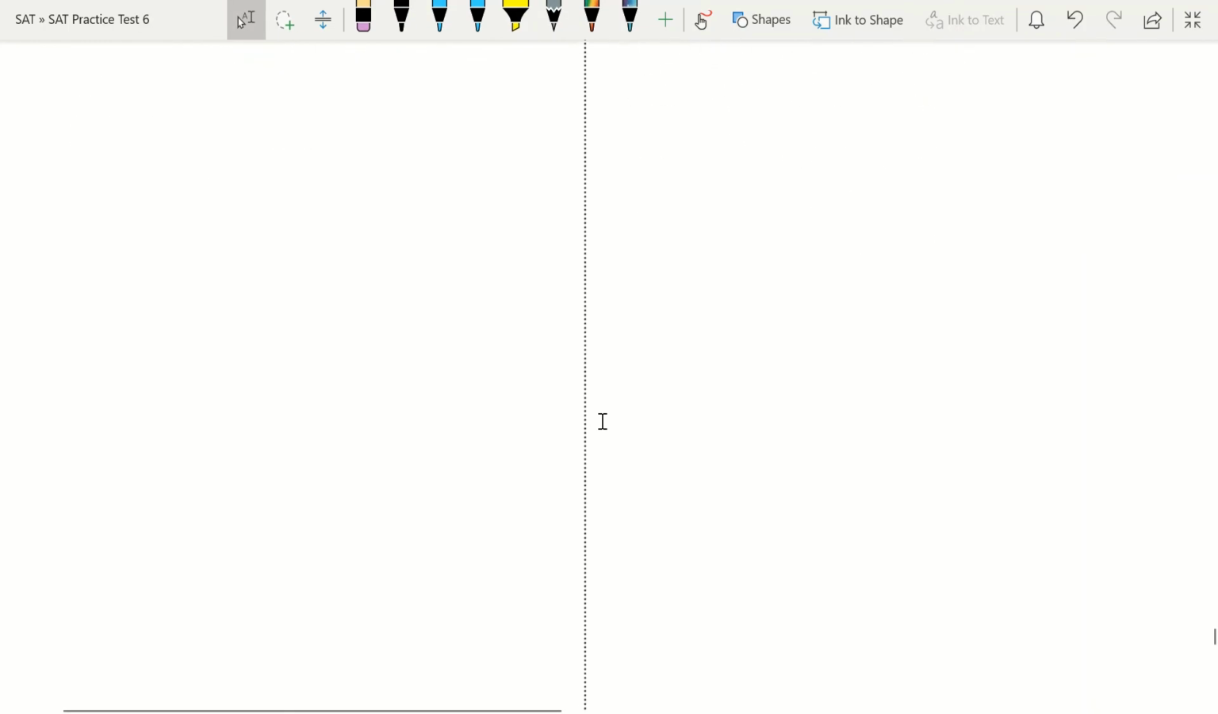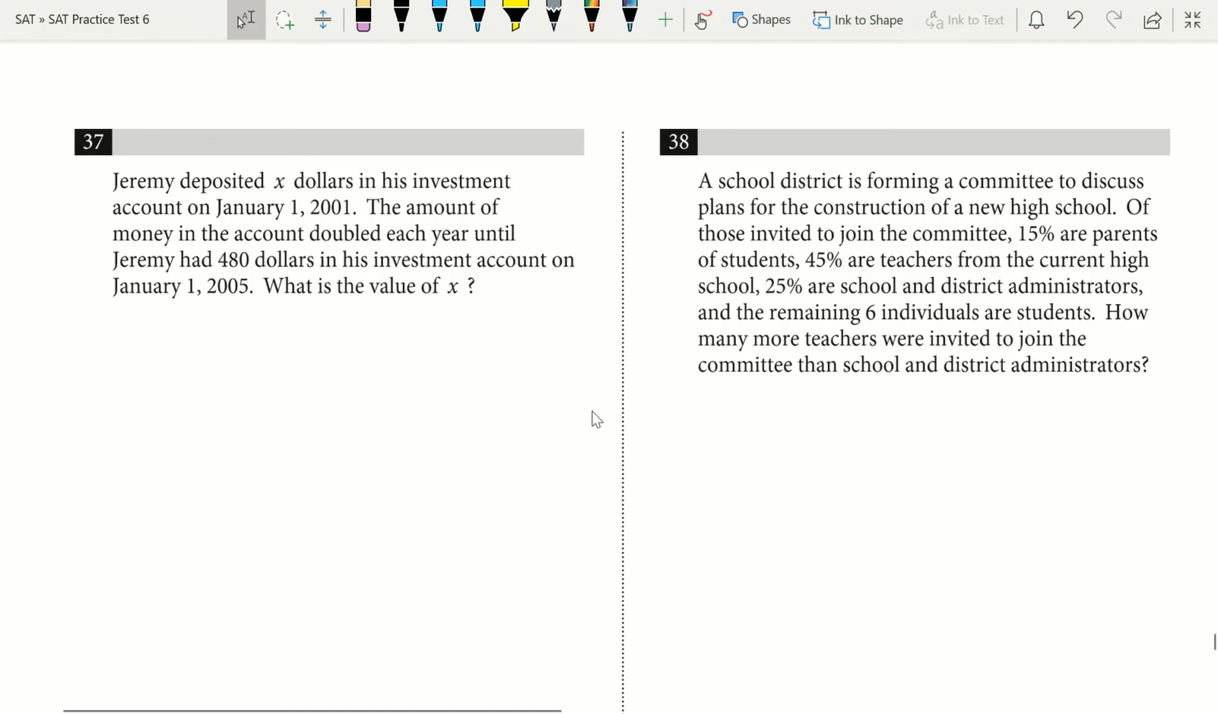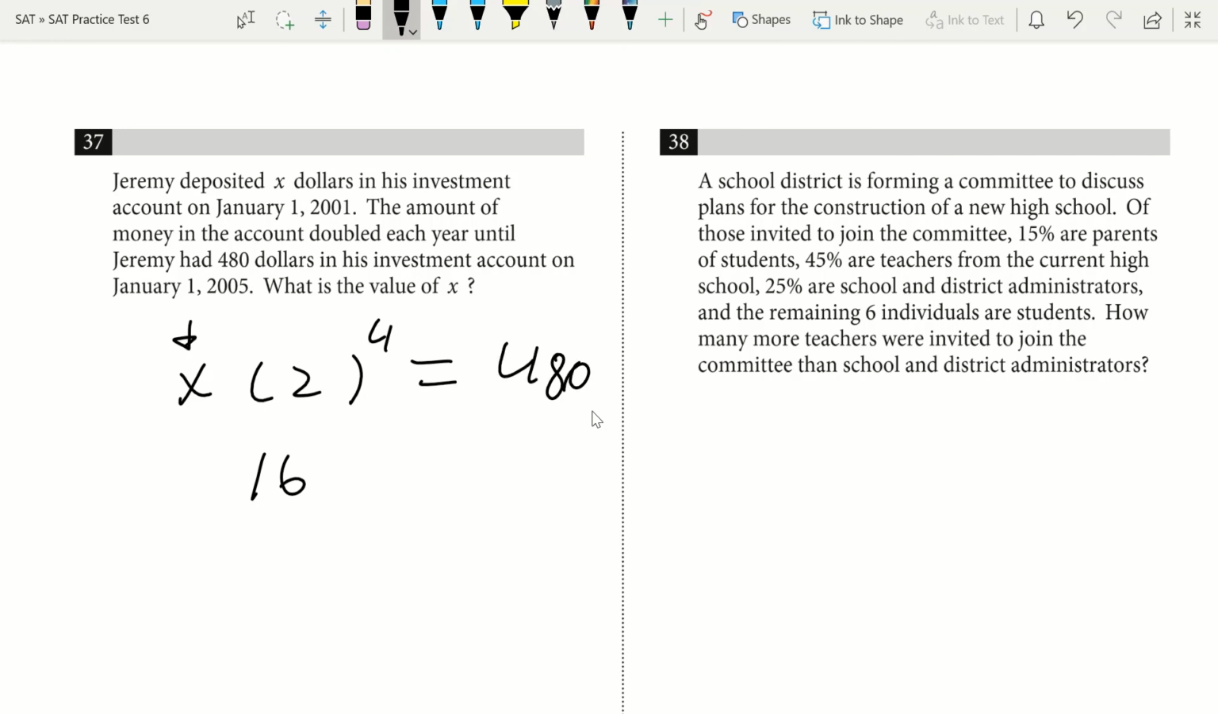All right, moving on to question 37. Jeremy deposited x dollars in his investment account on January 1, 2001. The amount of money in the account doubled each year until Jeremy had $480 in his investment account on January 1, 2005. What is the value of x? All right, well, he's doubling his money, so it's going to be times 2, right? So the amount he put in is x in the beginning, times 2 raised to the power of t years. We know our t years is 2005 minus 2001, 4 years. 2 to the 4th power is 16. We know that this is set equal to the $480 that he has at the end, right? So we have 16x equals 480. I divide each side by 16, and I get x equals 30.